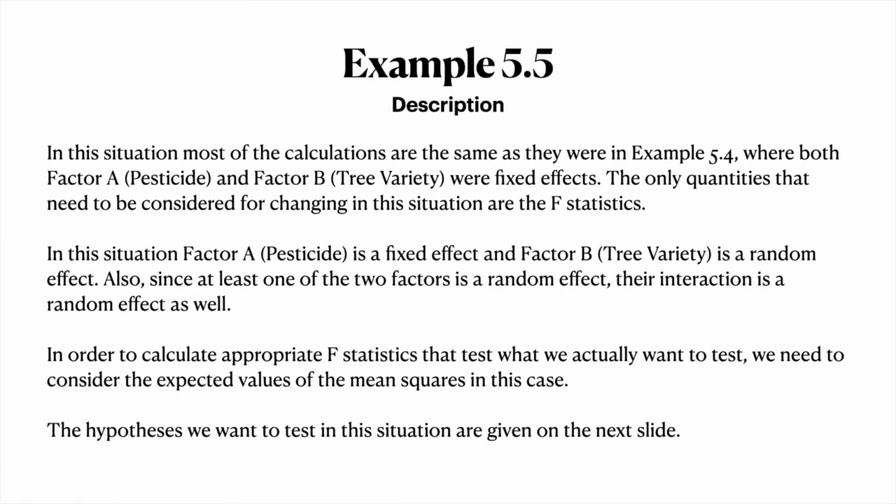Now in this situation, most of the calculations are the same as they were back in example 5.4, where both factor A, pesticide, and factor B, tree variety, were fixed effects. The only quantities that need to be considered for changing in this situation are the F statistics. Here, factor A, pesticide, is a fixed effect, and factor B, tree variety, is a random effect. Also, since at least one of the two factors is a random effect, their interaction is also a random effect.